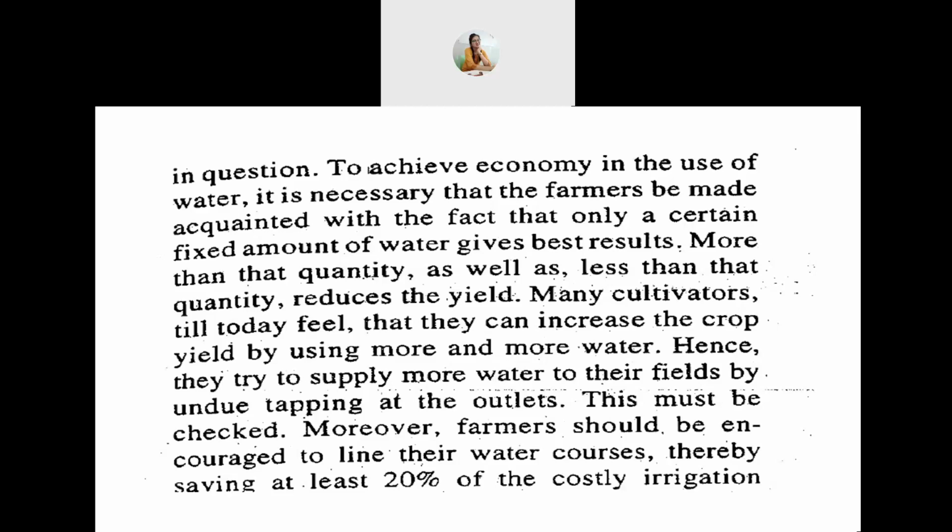More than that quantity, as well as less than that quantity, reduces the yield. So many cultivators still today feel that they can increase the crop yield by just using more and more water. Hence they try to supply more water to their fields by undue tapping at the outlets. This must be checked. Moreover, farmers should be encouraged to line their water courses, thereby saving at least 20% of the costly irrigation.